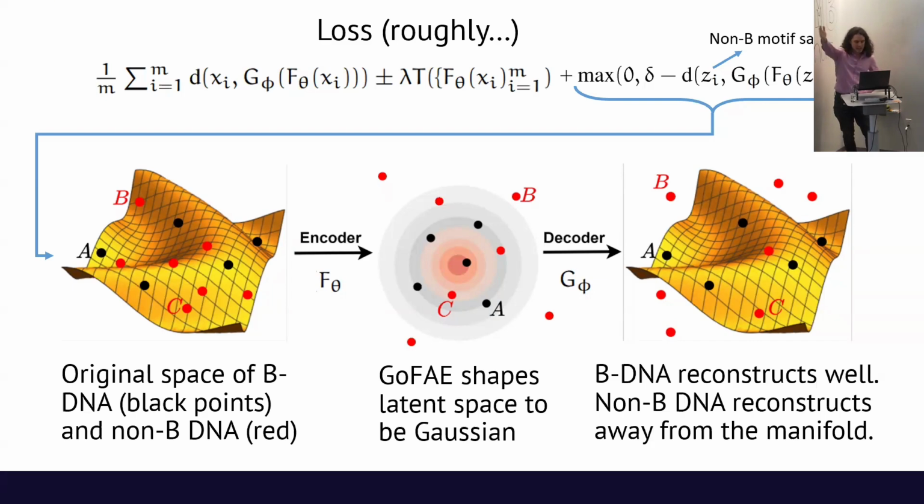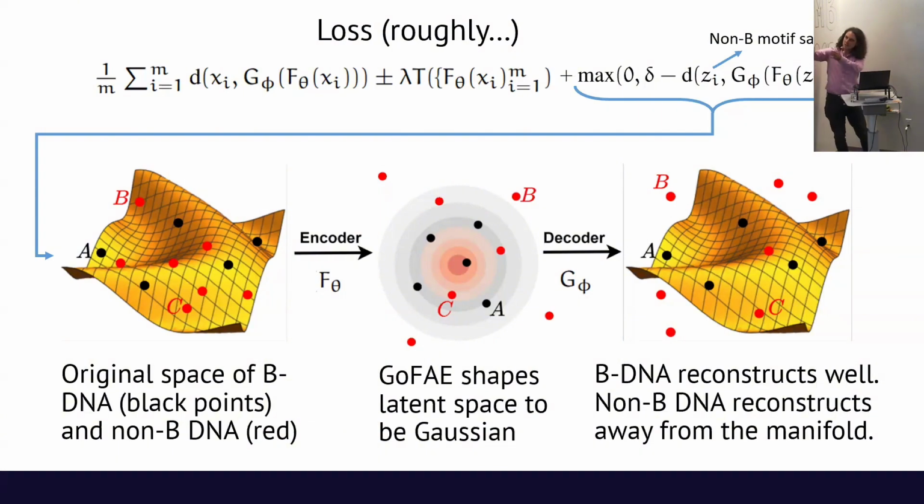So think about what's happening if Z_i is a non-B motif sample, but it's actually non-B DNA structure. Then the distance between Z_i and its reconstruction will be large, okay? Because we train this thing to reconstruct B DNA well. So if it's actually non-B structure, then that distance is going to be large. Since we're minimizing, it's going to take away more from delta. Delta is a hyperparameter. And so that's not going to affect the loss too much. What if it's B DNA structure? If it's B DNA structure, then that distance between Z_i and its reconstruction is going to be low, and we're going to incur a higher penalty.